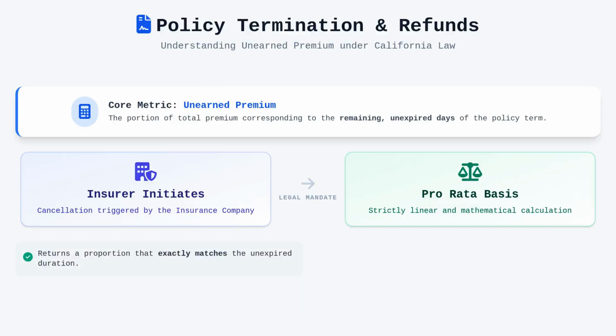A pro rata calculation is entirely linear and mathematical, requiring the insurer to return a proportion of the premium that exactly matches the unexpired duration of the contract, meaning the insurer can only retain the exact dollar amount that accounts for the days they actually provided active coverage.